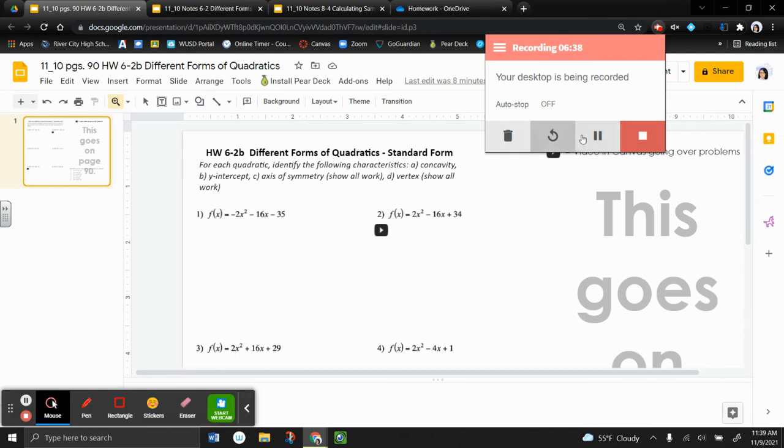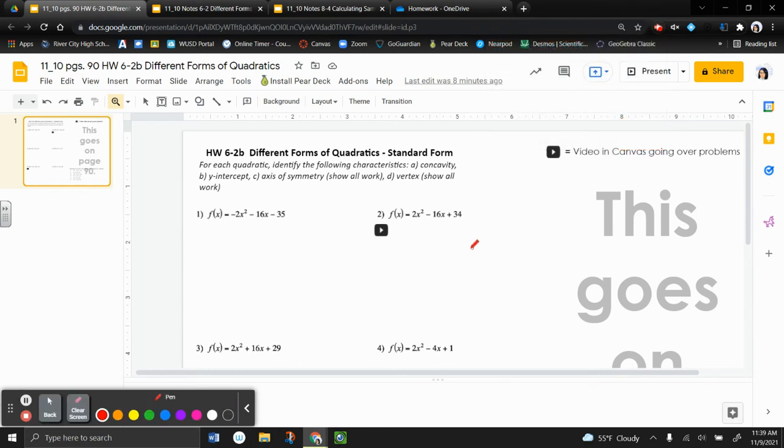All right, so now a couple of the practice problems here, or the homework problems. So starting with number 2, we're going to identify the concavity. So concavity, A is positive, so we know it's concave up. For B, we're going to identify the y-intercept. The y-intercept, we look at C. So my y-intercept is going to be (0, 34).